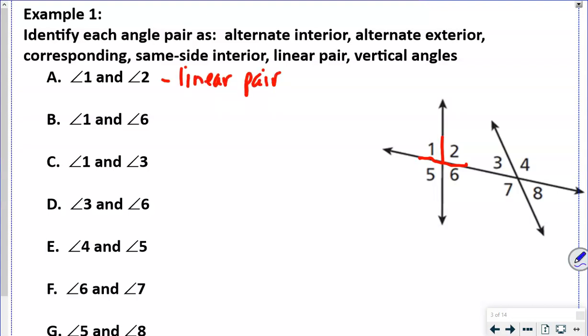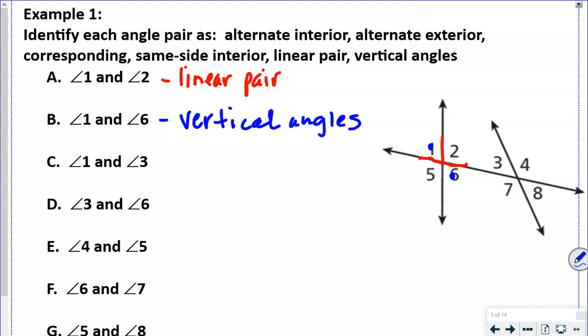Okay. Now we have 1 and 6. Those are opposite of each other, right? And notice that linear pair, when we add those two angles together, that would have been 180 degrees. 1 and 6 are both acute angles, and so they are going to be congruent, and these are vertical angles, right? Because they're opposite each other.